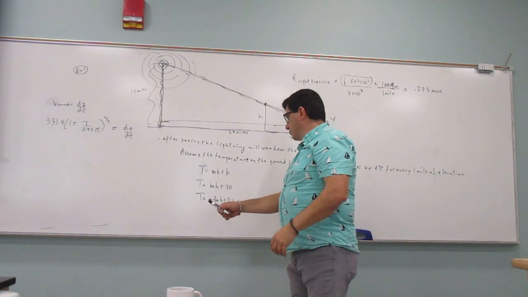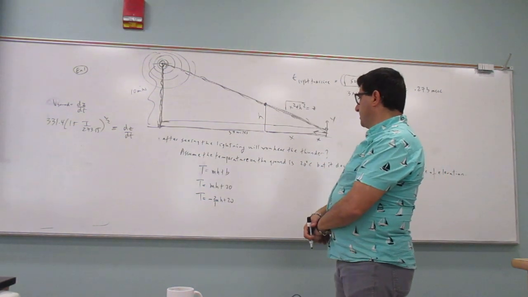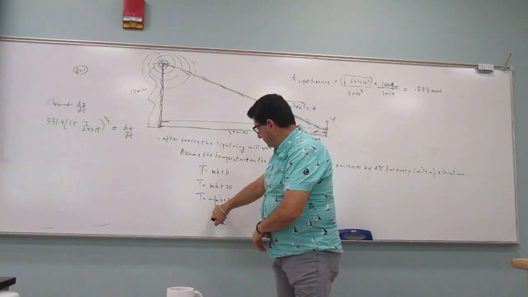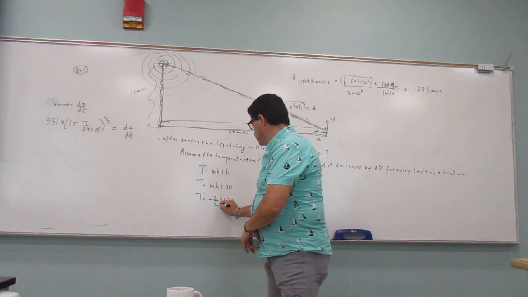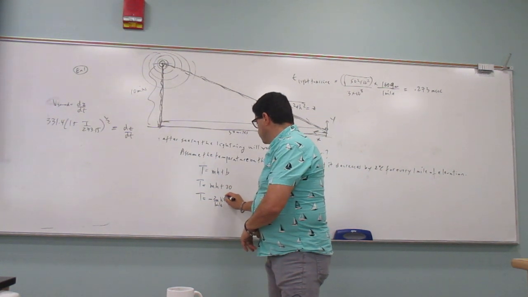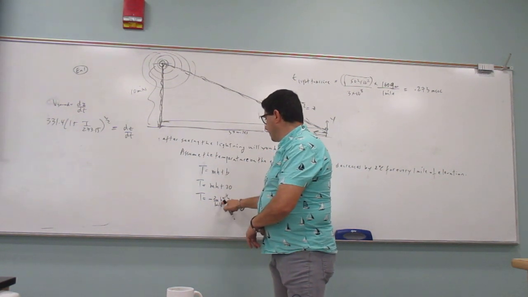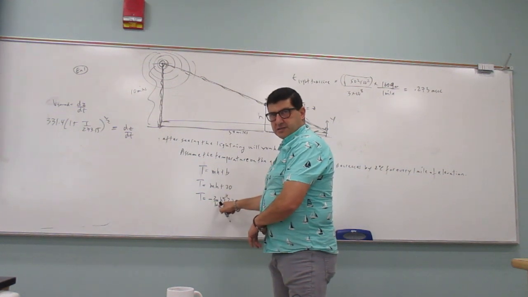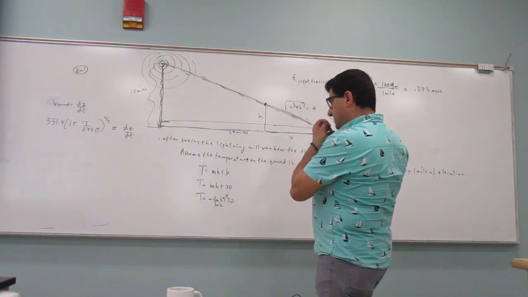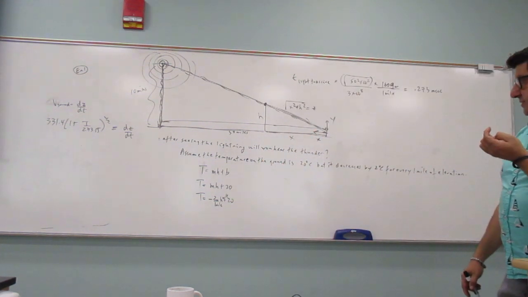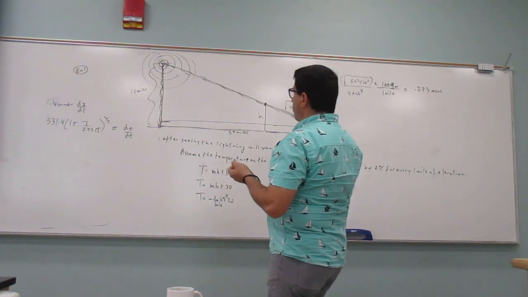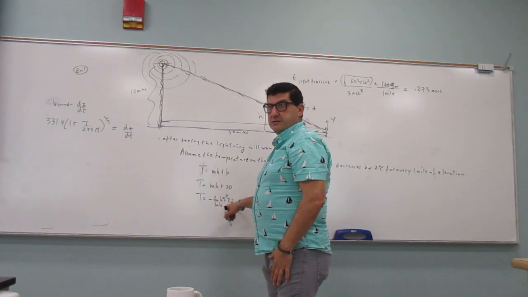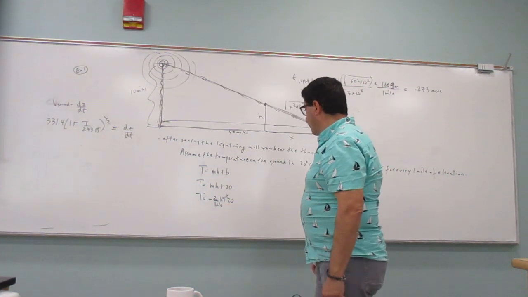So let's see if that equation works. If h is measured in miles, for 1 mile, the temperature is going to be 18. For 2 miles, the temperature is going to be 16. Does that make sense? So by the time you reach 10 miles, what is it going to be? 0 Celsius. Yeah, that makes sense.